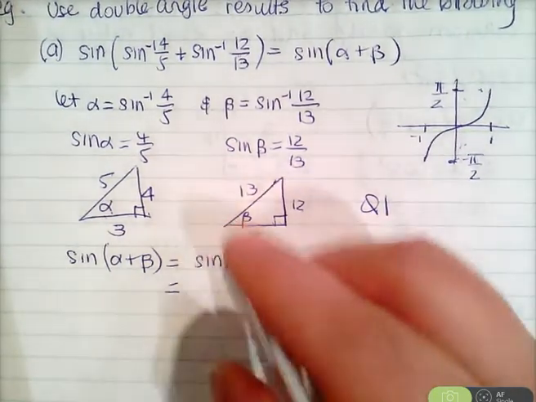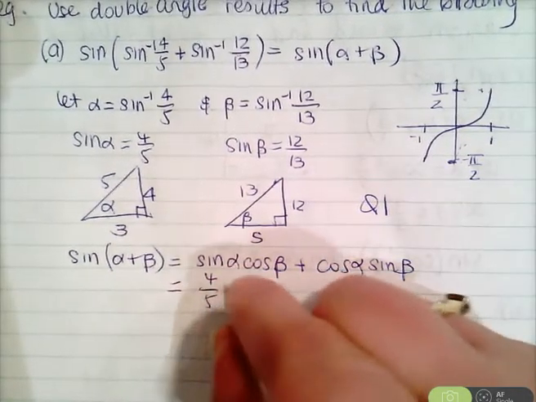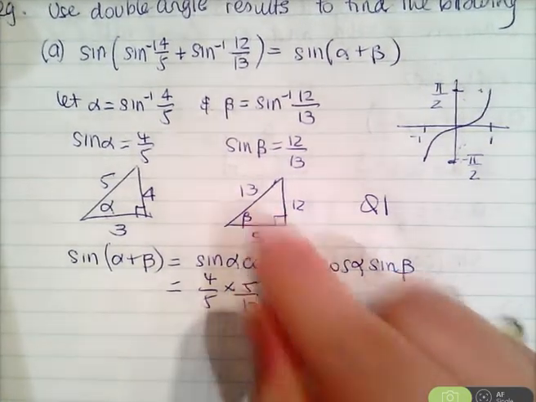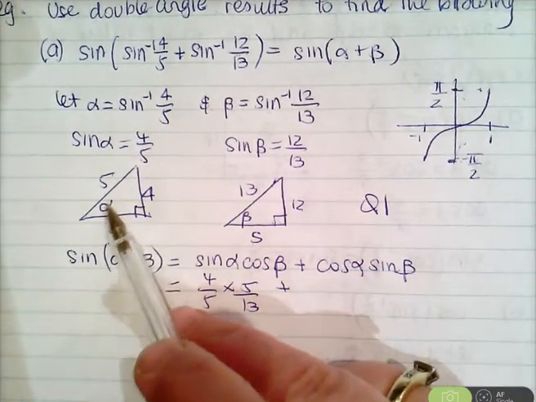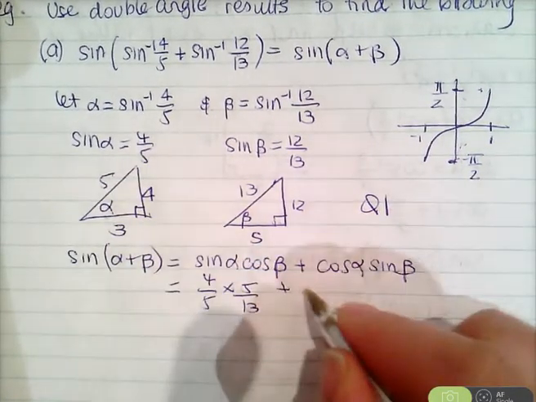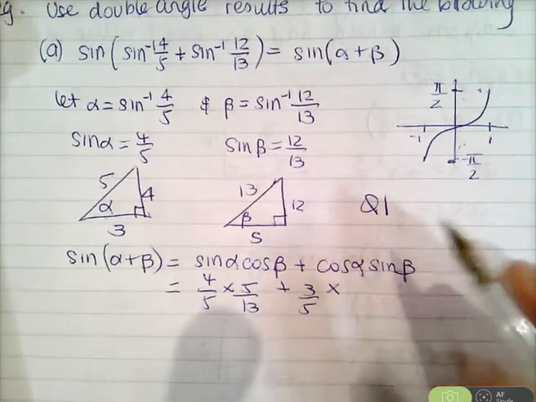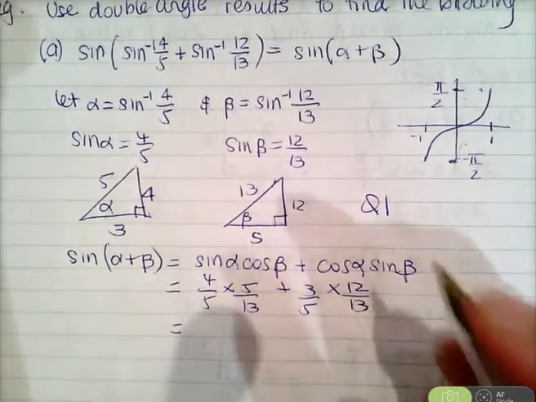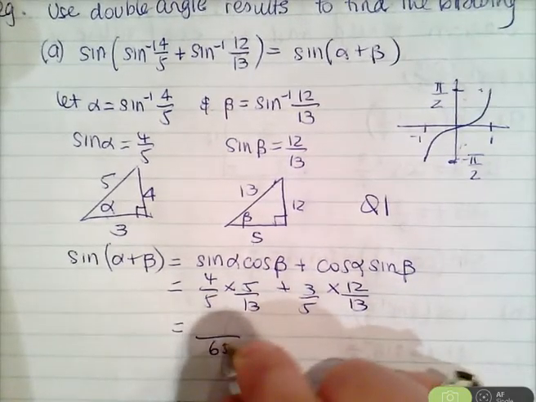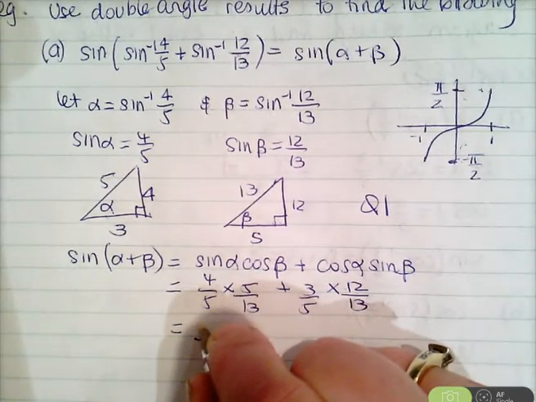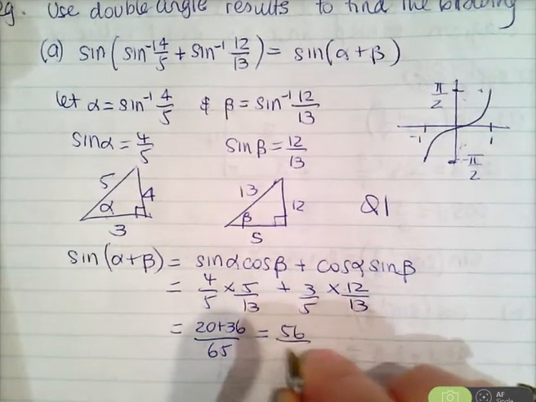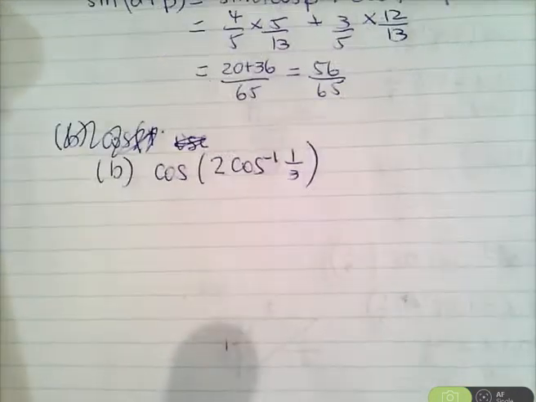So sine of alpha, we already know what that is, it's 4/5. Cos of beta is 5/13 from this second triangle, plus cos of alpha is 3/5. And sine of beta we know already is 12/13. So therefore the answer to this denominator is 65. It's 20 plus 36 over 65, which is 56/65.